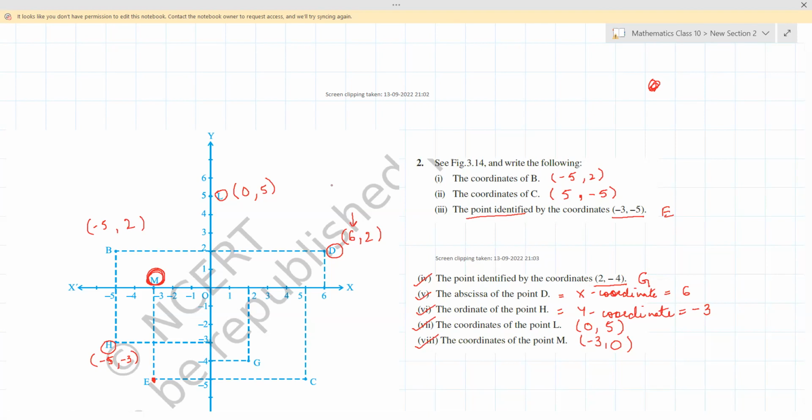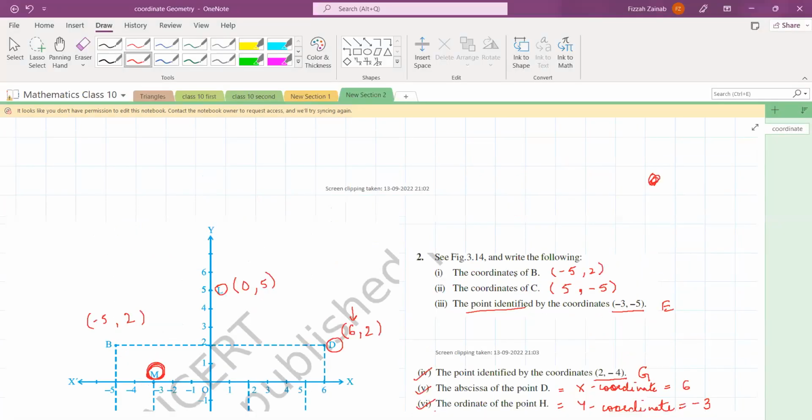Okay, Zeba is having some network issue. All right. Now next question. So this exercise 3.2 is already over, right? Now the second part is plotting a point in the plane if its coordinates are already given. So let us learn how to plot some points.